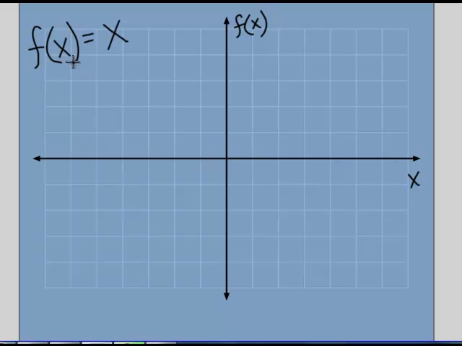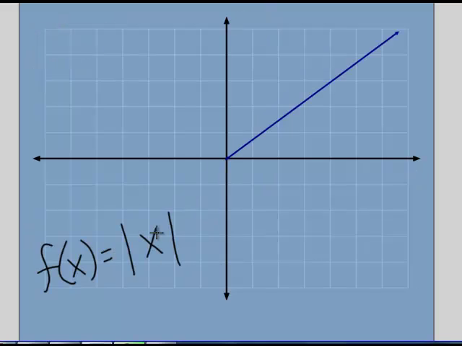So I'm graphing f of x is equal to x. Well, this is a linear line, so that means that it is at a 45-degree angle, and it just splits the first quadrant, and it does that with the third quadrant as well. So there is f of x is equal to x.